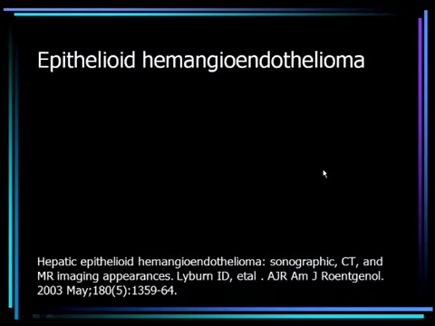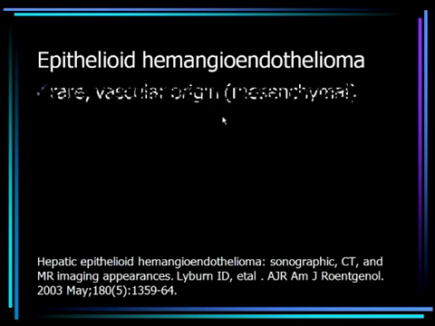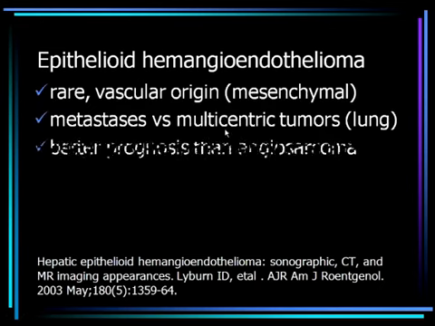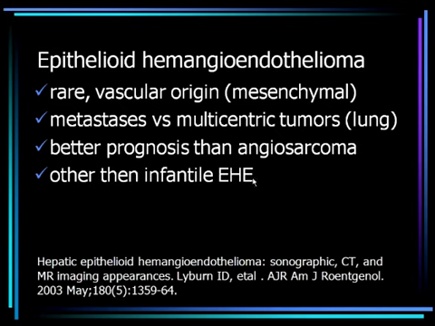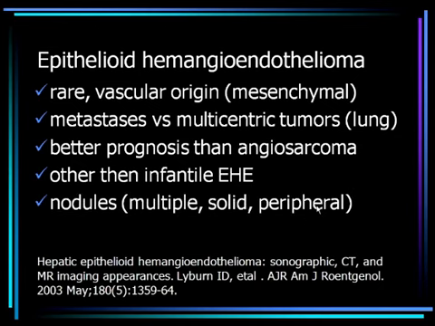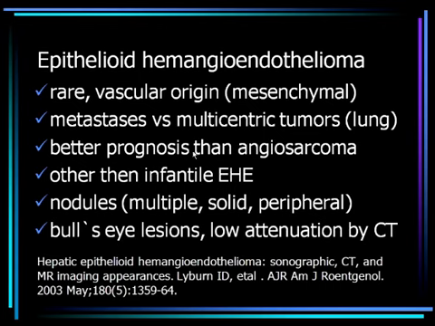Something that you might see in your daily practice is the epithelioid hemangioendothelioma. It's a rare mesenchymal tumor. It has better prognosis than angiosarcoma, and it's different than the infantile type of hemangioendothelioma. Actually, in this lesion, you have multiple small lesions with a typical bull's eye appearance.